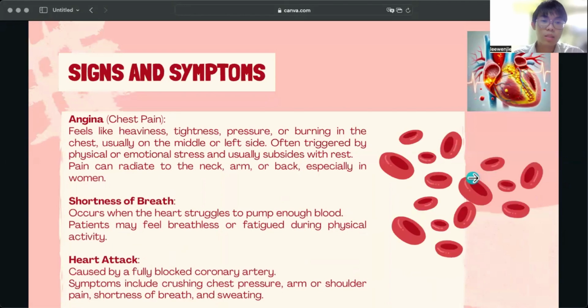Okay, these are the symptoms. Angina, or chest pain, feels like heaviness, tightness, pressure, or burning in the chest. Shortness of breath occurs when the heart struggles to pump enough blood to the body. Heart attack is caused by a fully blocked coronary artery, which increases the pressure and causes chest pressure, and a heart attack might occur.